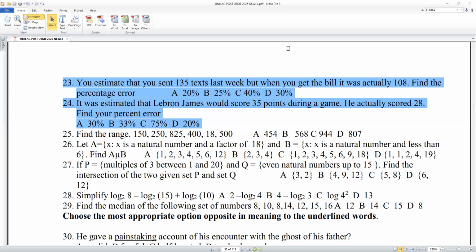The answer is 25%. You know how they got 25%? 135 minus 108 over 108 times 100. So you got 25%. Now the next question on that screen. It was estimated that LeBron James would score 35 points during a game. He actually scored 28. Find the percentage error.